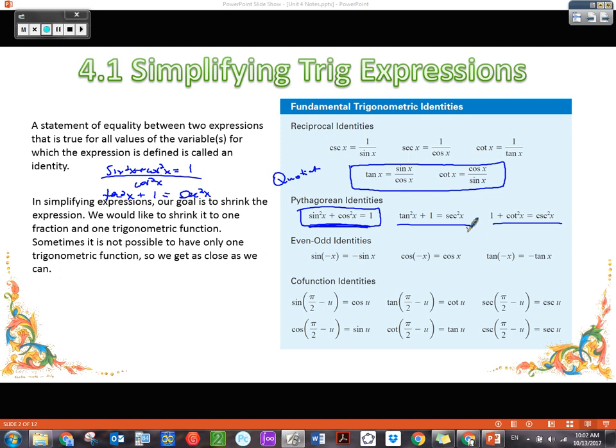So you may use that technique, you may not. It's totally up to you, whatever you want to do. If you think it would be easier to memorize these two, that would be fine. It's just we have to have them all memorized. Okay? Let's talk about the even-odd identities.